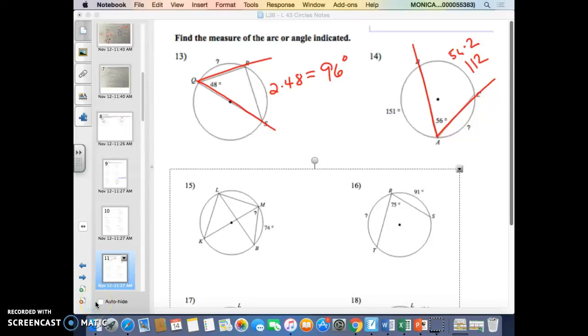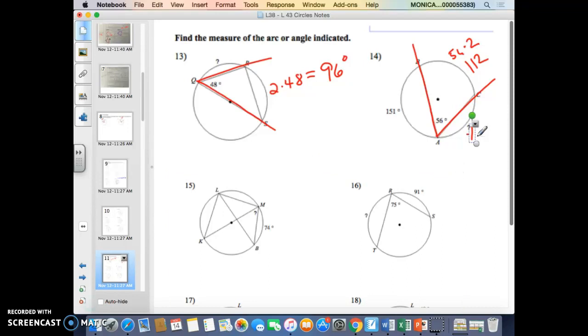Okay, so what I was saying for this one is you want to find x, which is right here. So what you're going to need to do is add 112 and 151 and subtract it from 360. 360 minus 112 plus 151, like that. And what you end up with x is, well, let's see, you should end up with, I believe, 97.